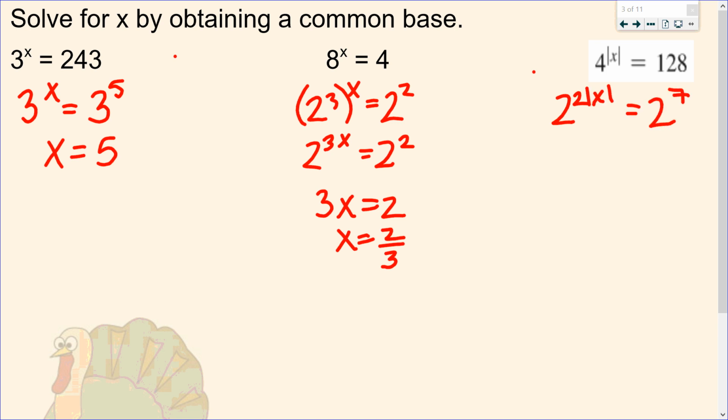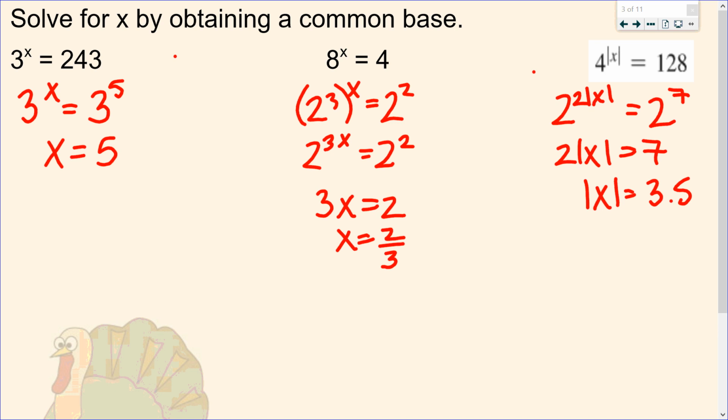Okay, and again, the 2 and the absolute value of x are just multiplied together there. So I have 2 to the 2 absolute value x equals 2 to the 7th. So I can say 2 absolute value x must equal 7. How do we solve for x? Divide by 2, so the absolute value of x must equal, you could say 3.5 or 7/2.